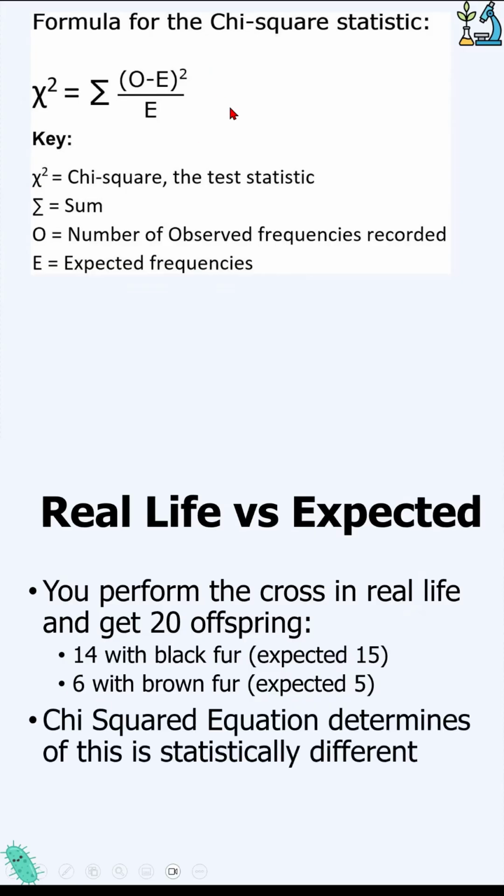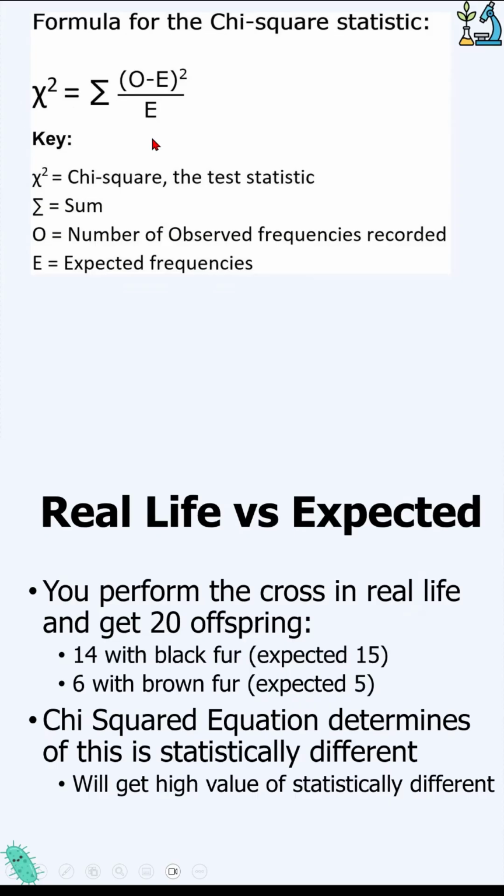So this is the chi-squared equation. It determines whether our real results are statistically different from our expected results. And what will happen is if your real result is very different from your expected, statistically speaking, you will get a very high value for the chi-squared equation.